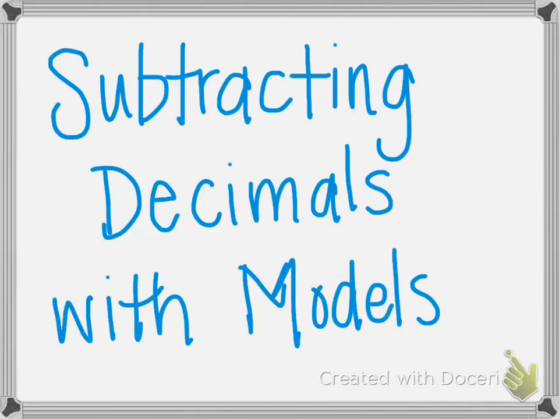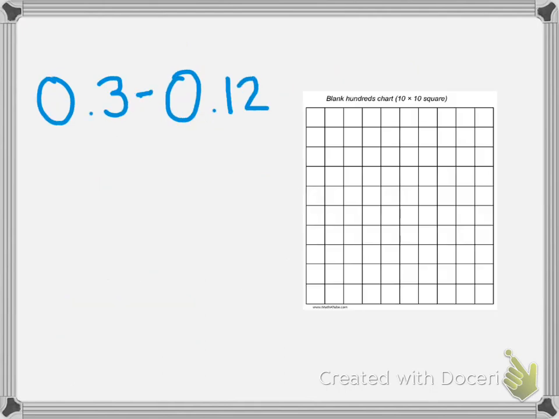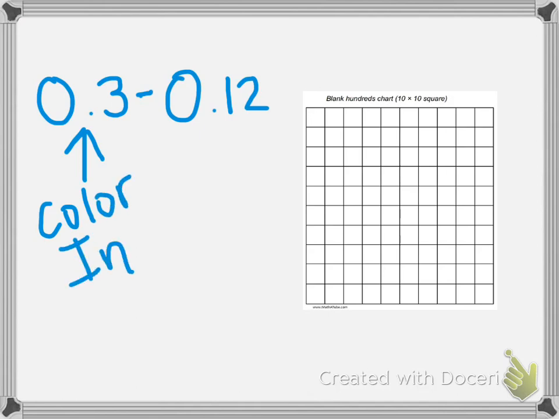Subtracting decimals with models. In this case, we're going to be using hundredths charts again. So you'll be needing your hundredths charts and coloring utensils. The first thing that we're going to do is color in that first number in our subtraction problem. So in this case, it's 3/10.